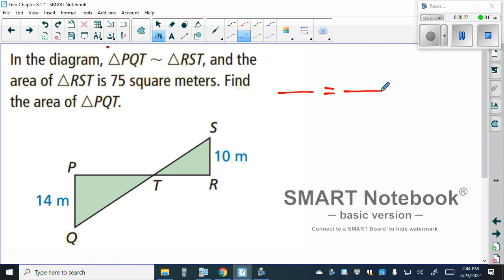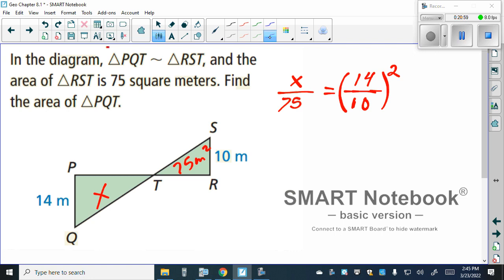Now, in the diagram, these two triangles are similar. And the area of RST is 75 square meters. We want to find out what the area of the other one is. So we're going to have x over 75 is equal to 14 over 10. And this whole thing is squared.